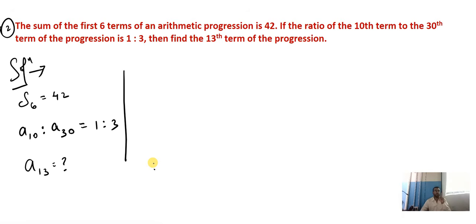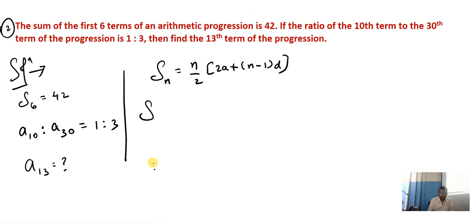Remember, we want the first term and the common difference. To find them only, they have given all these conditions. First let me apply the first condition. From the first condition, S6 is in the form of Sn, the sum of the first 6 terms. For S6 we have only one formula. Let's write the Sn formula: Sn is equal to n by 2 into 2a plus n minus 1 into d.